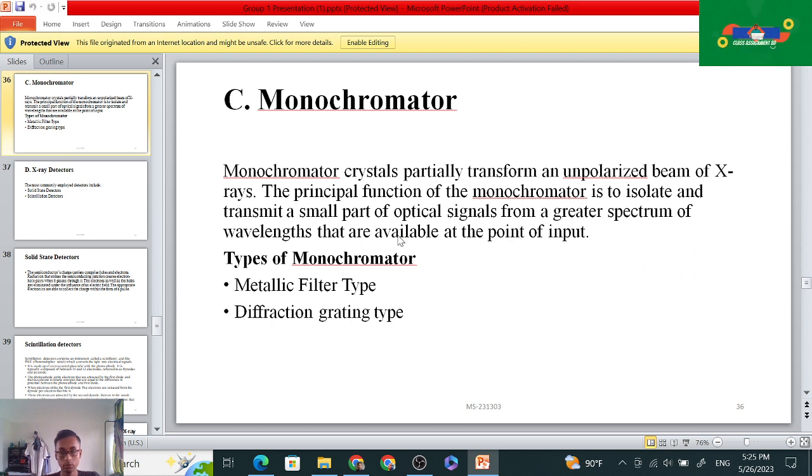Monochromator crystals partially transfer an unpolarized beam of X-rays, and the principal function of the monochromator is to isolate and transmit a small part of the optical signals from a greater spectrum of the wavelengths that are available at the point of input. And types of monochromator: metallic filter type and diffraction grating type.